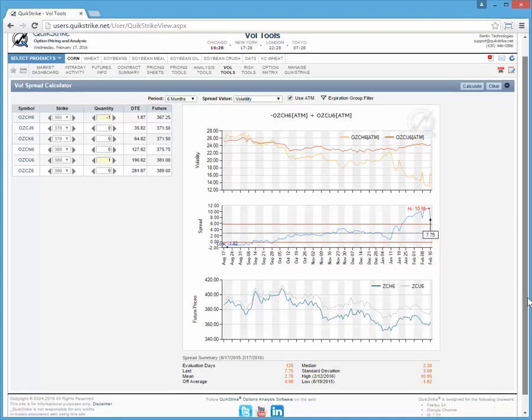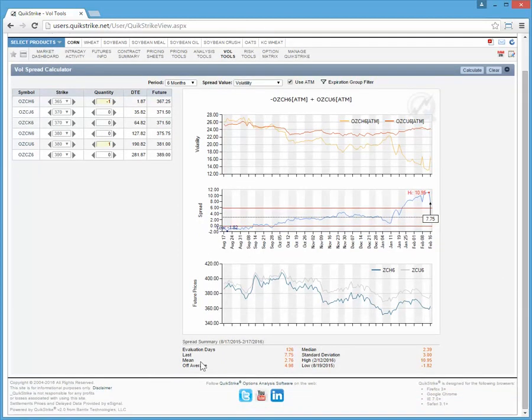Okay, and then finally down below we have spread summary, or some statistics about what we're looking at, and here we have an evaluation day. So that's saying how many trading days are in this 6-month period. A last value is telling you where this last guy is here. It's got the mean, which is the dashed line. It's got the off average, okay, which is telling you the difference between the two. We have the median as well. And then we have the standard deviation, which is going to give you this band here, okay?